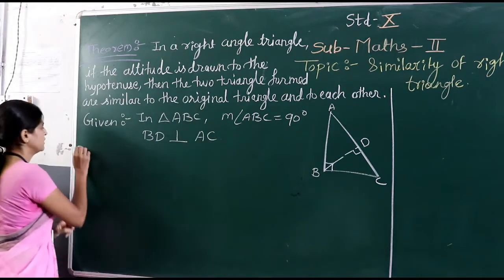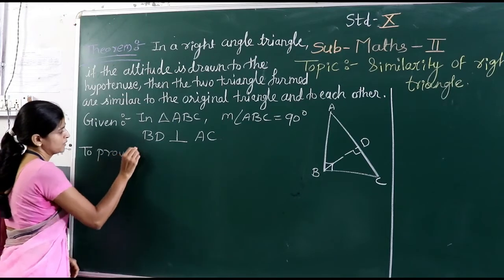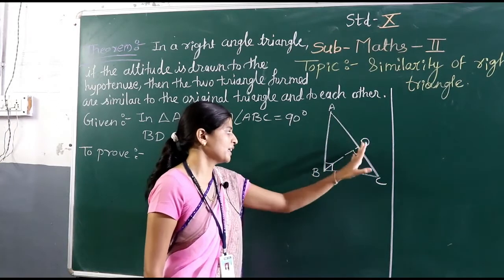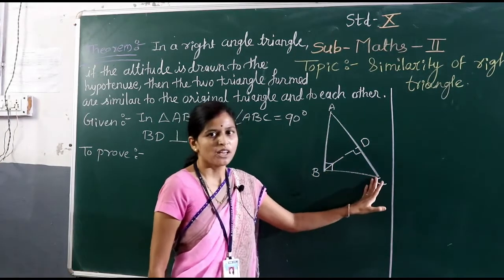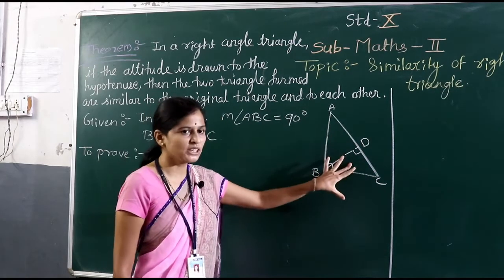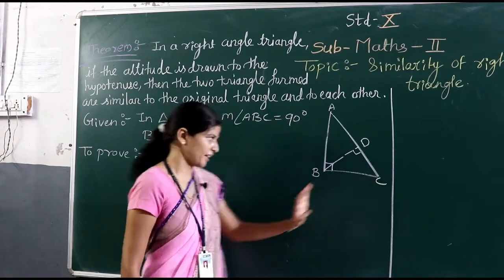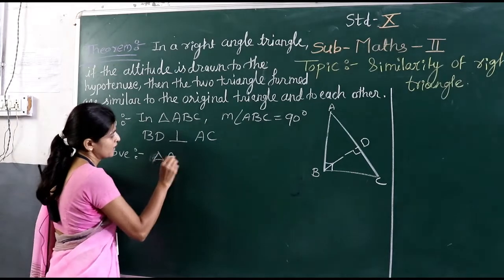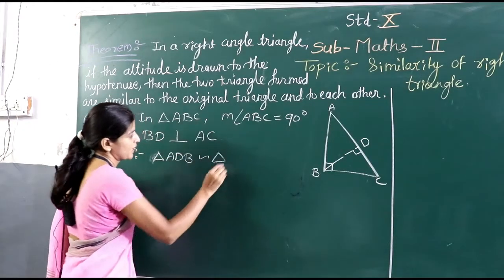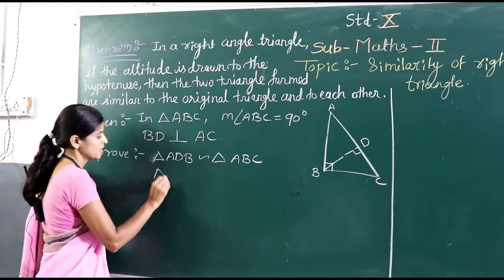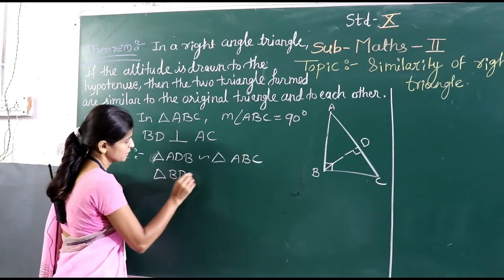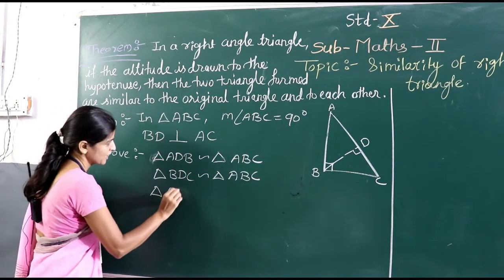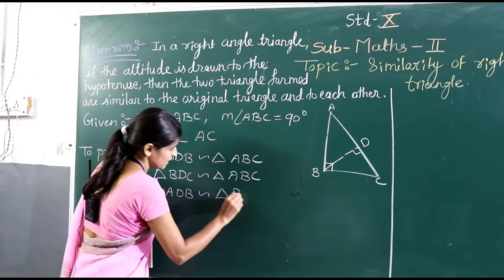Now what we have to prove? Here two extra triangles are made. One is triangle ADB and another is triangle BDC. We have to prove these two triangles are similar to each other and similar to the original triangle. So we have to prove triangle ADB is similar to triangle ABC, that is the original triangle. Again, the new triangle formed, that is triangle BDC, is similar to the original triangle, and the new triangle ADB is similar to triangle BDC.